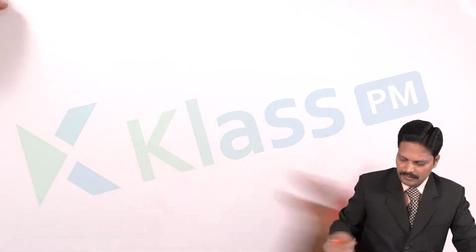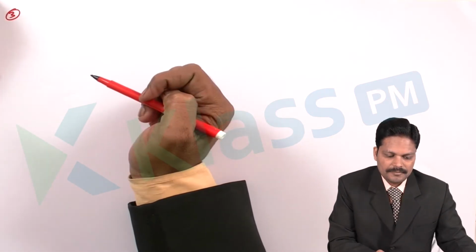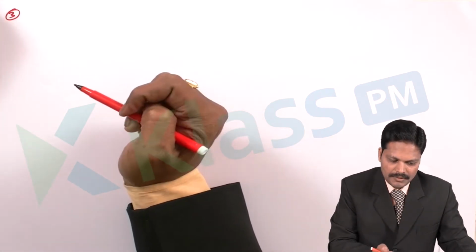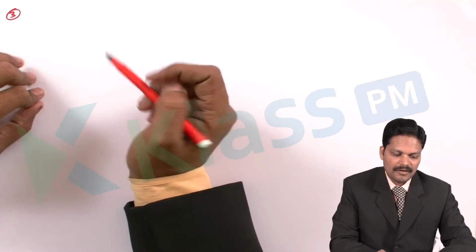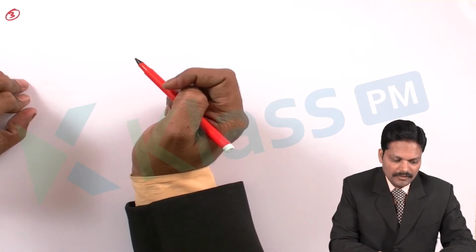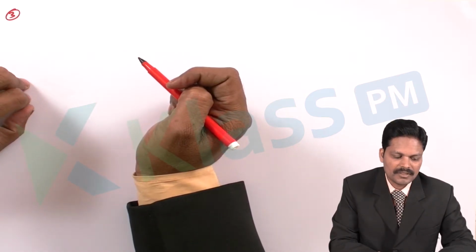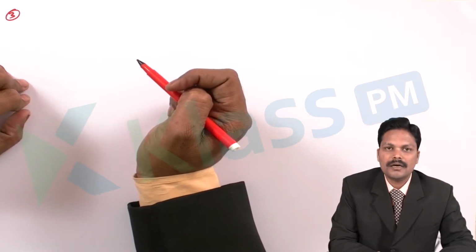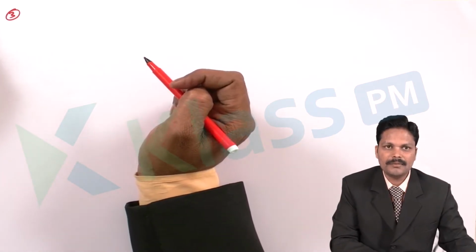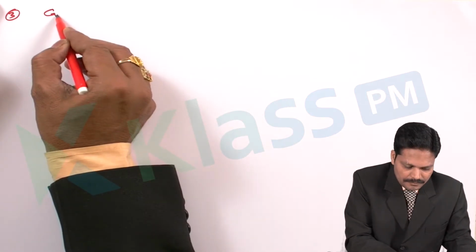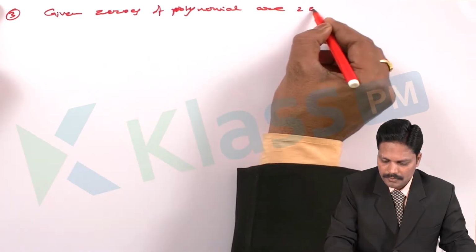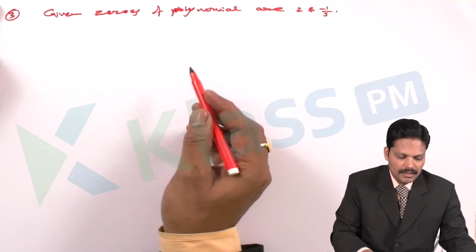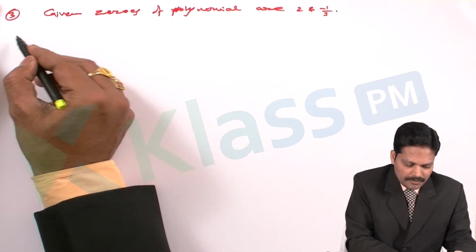And here we have one more problem. Find a quadratic polynomial if the zeros of it are 2 and minus 1 by 3 respectively. Here we do not have any polynomial for that question, and we only have the roots or zeros of the polynomial. But how should we consider? Given zeros of the polynomial are 2 and minus 1 by 3. So how should we take the quadratic polynomial?